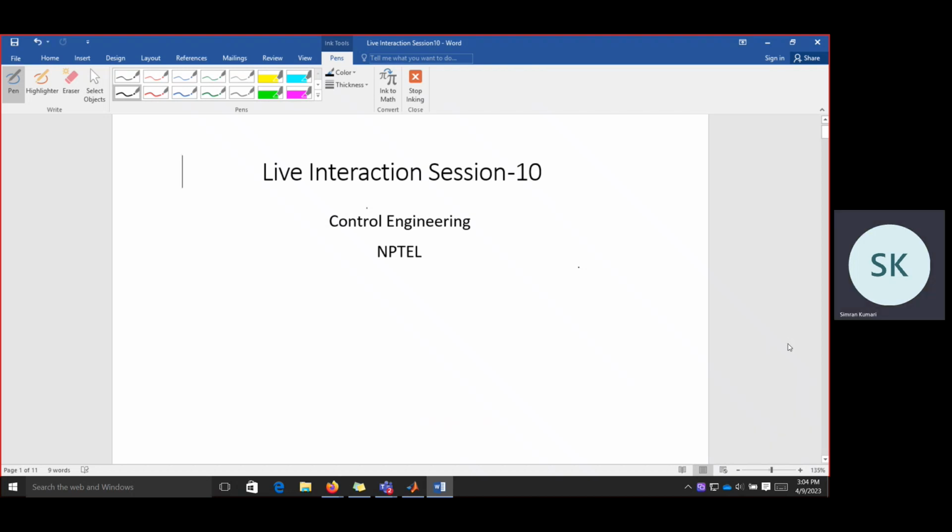Good afternoon, everyone. Today we'll be discussing and solving some questions related to week 10 content of the control engineering course. So, week 10 content basically includes experimental determination of transfer function and the effect of right half plane zero on the system response.